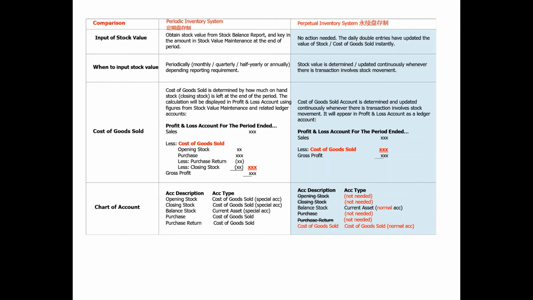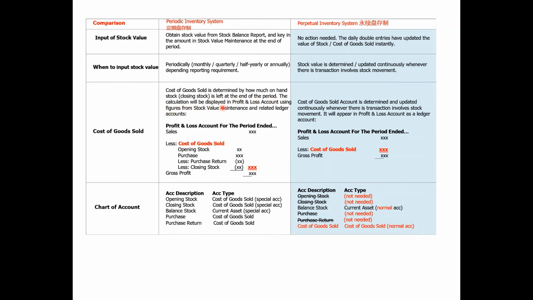So as and when you want to generate your P&L report, you need to key in the closing stock figure, right? Whereas in the perpetual inventory system, the stock value is determined and updated continuously wherever there is a transaction involving stock movement. So when you practice the perpetual inventory system, you need not maintain any stock value, right? Now comes to cost of goods sold. Cost of goods sold is determined by how much on-hand closing stock is left at the end of the period.